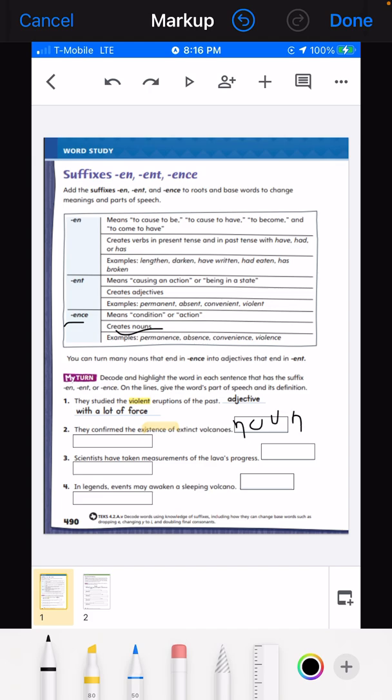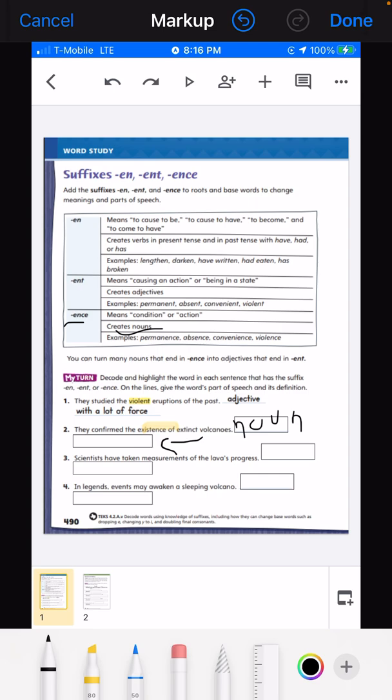My handwriting is not wonderful working on the tablet. I don't have a pen or anything, so I'm using my finger. And then right here, you are going to create, in this box or this spot on your paper, that's where you're going to write the definition.